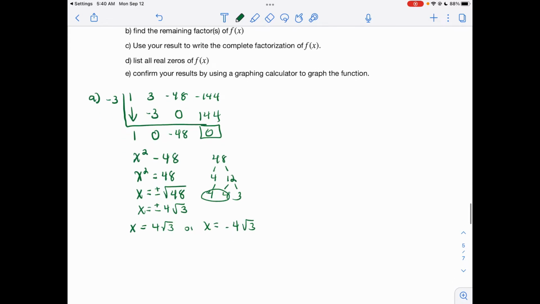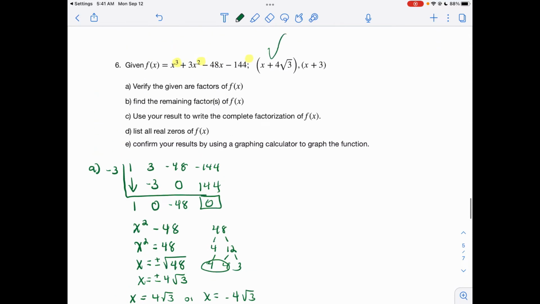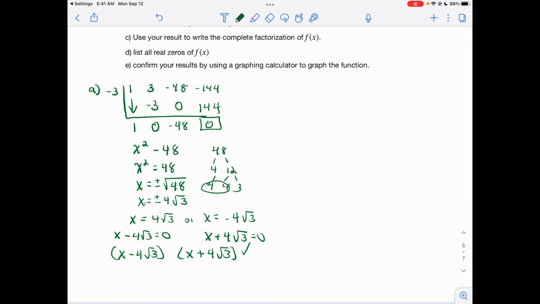Now that's my zeros. So to find my factors, remember I just move this over to the other side, get it equal to 0. So I have a factor of x minus 4 the square root of 3, and I have a factor of x plus 4 the square root of 3. And that's what I wanted to verify. So yes, we verified that it is a factor.